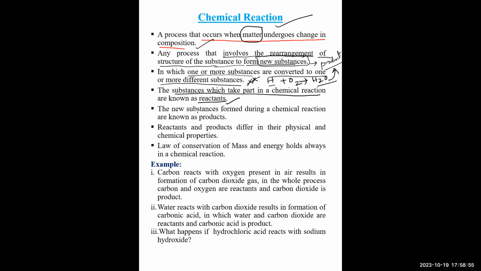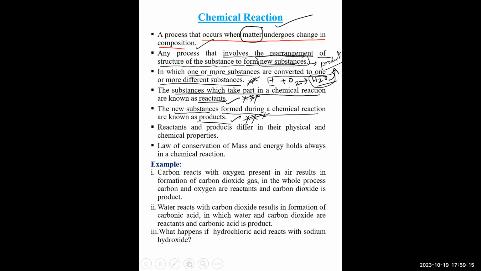So see now, the new substance which is formed. What is the new substance over here? The new substance here is formed as H2O. The new substance which is formed from a chemical reaction is called a product. So these two are the most important terminologies in a chemical reaction. What is meant by a reactant and what is meant by product?